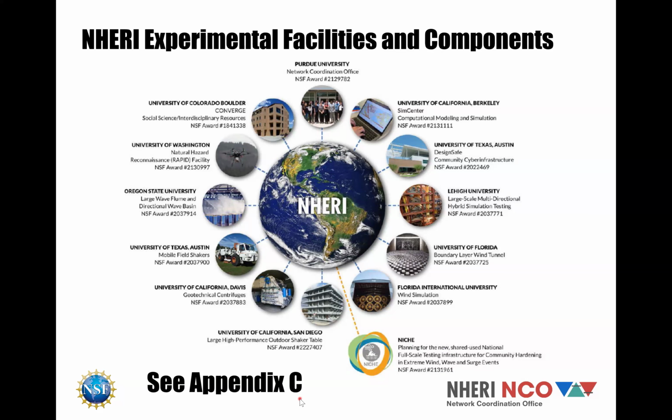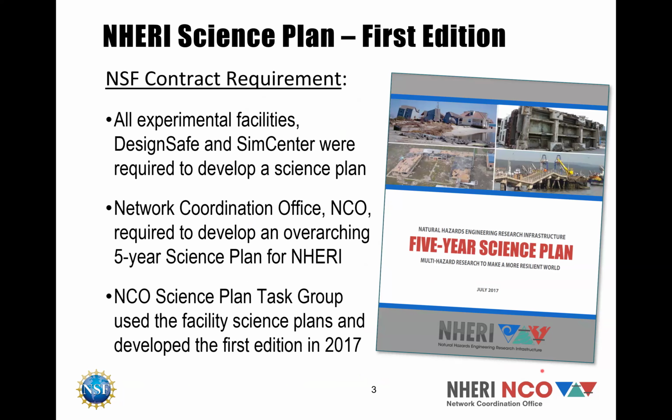All of these are detailed in Appendix C, so whichever one you're interested in, obviously there's a lot more detail in that appendix. I'm not going to go through them any more than that. Getting back to here. So this is not the first version, obviously, it's the third. The first version was developed by the NCO as a requirement of the NHERI contract. Each of the individual facilities was also required to produce a science plan, and so the NCO leveraged those science plans to develop this first edition. It wasn't intended to be a permanent document. Obviously, it's a living document.